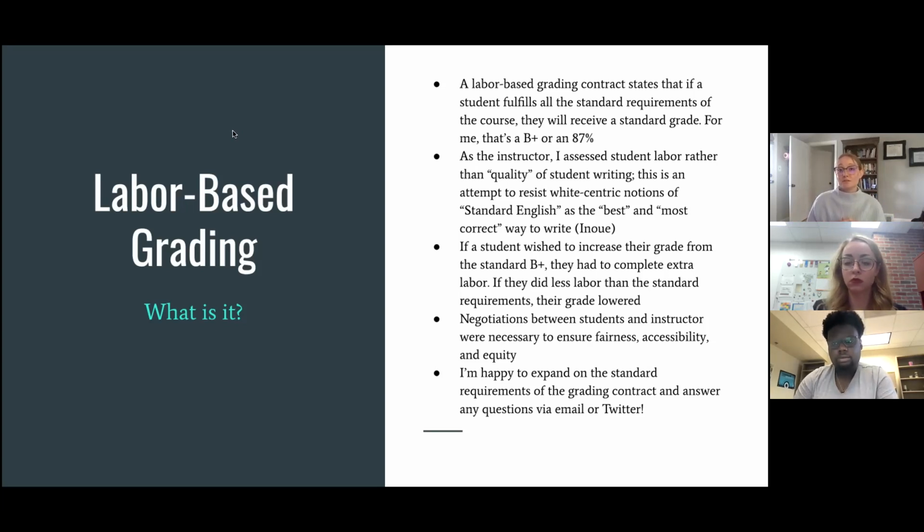As the instructor, I assessed student labor rather than quality of student writing in an attempt to resist white-centric notions of standard English as the best and most correct way to write, which is inspired by Asao B. Inoue. And if you're interested in that, I encourage you to read his book. If a student wants to increase their grade from a standard B+, they have to do extra labor to boost that grade. And if they do less than the standard requirement, their grade lowers. Negotiations are vital to the success of this contract, and it ensures fairness, accessibility, and equity. And again, I'm happy to expand on this. If you are interested, please just shoot me an email or check out my grading contract in the syllabus.